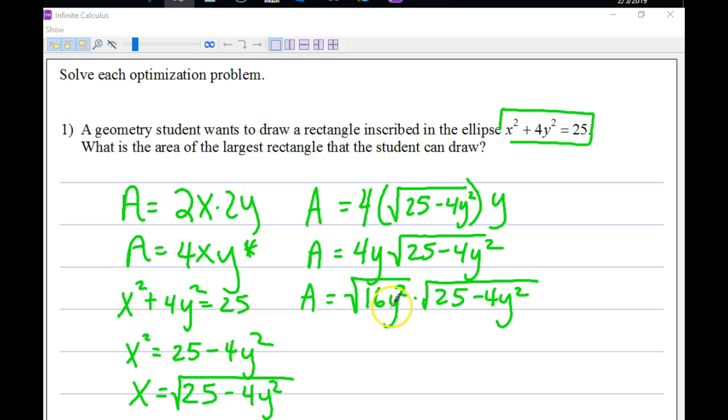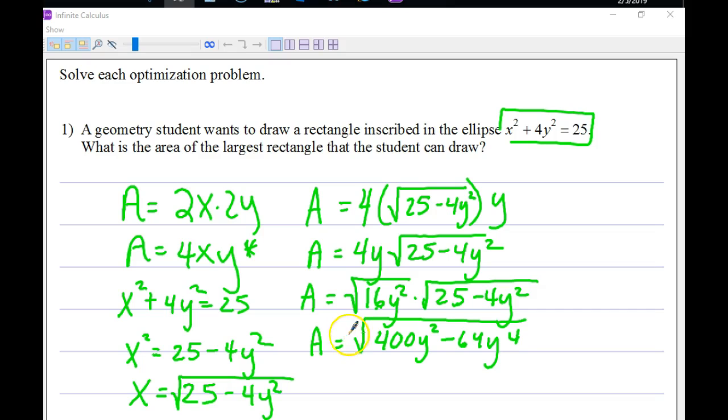Okay, good. Well, now since they're both square roots, what I can do is multiply this 16y squared inside and turn it into just a square root. So I can do 16y squared times 25. Let's see what that comes out to be. That would be 400y squared. And then 16y squared times negative 4y, which would be negative 64y to the fourth. So the benefit of doing that is that now I've got this as one square root.